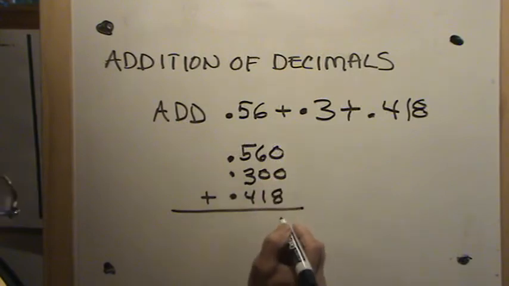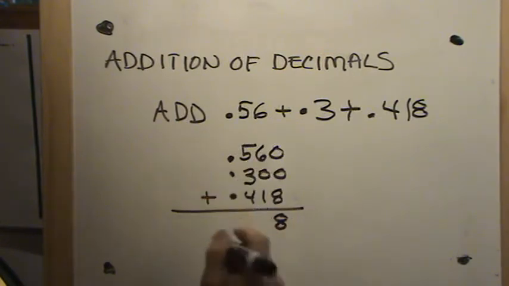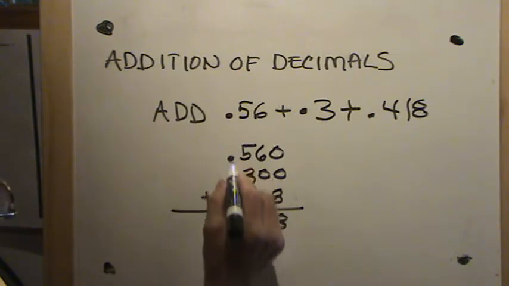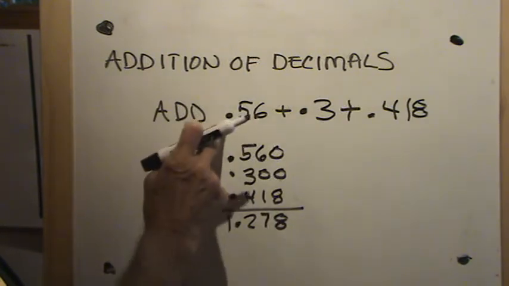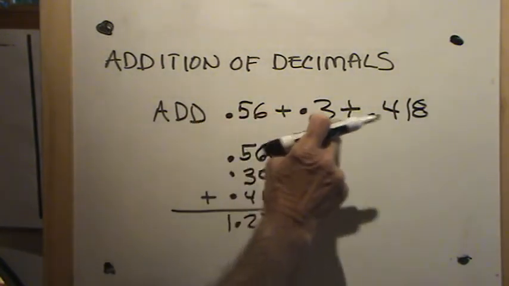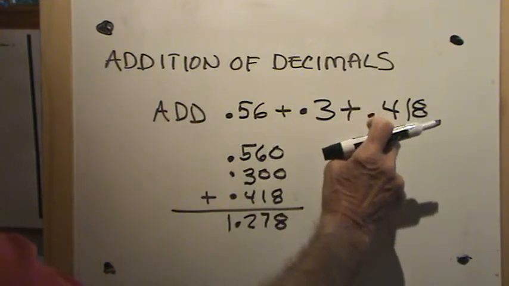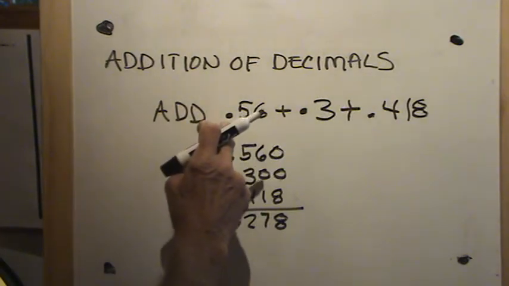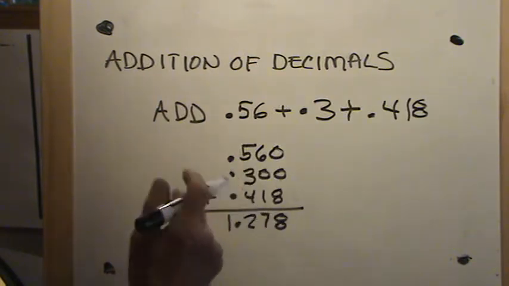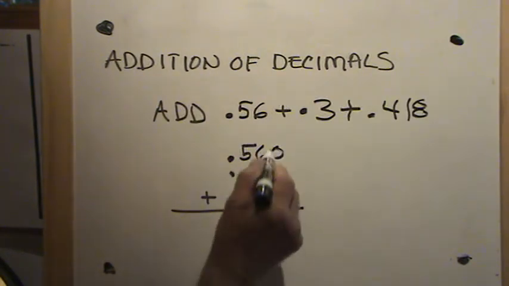Well, 0 and 0 and 8 is 8. 6 and 1 is 7. 8 and 4 is 12. And I have to put the decimal in, keep it in line. So if I add 56 hundredths plus 3 tenths plus 418 thousandths, I get 1 and 278 thousandths. So again, the skill set is to rewrite the problem lining up the decimal places, and then I put some zeros in so that I could keep things in order.